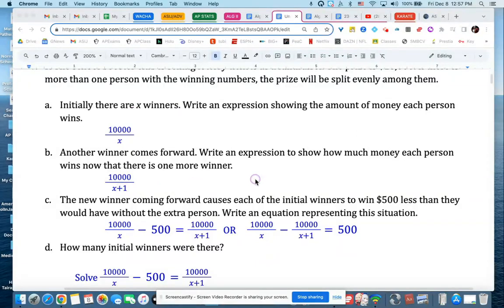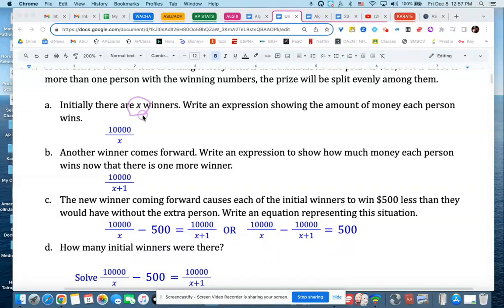Now, on your own, you have to be able to think that through, and some people have a little trouble with that. So really identify what you called x. Those were the initial winners, and really identify that. Then when you move forward, it might make more sense in what you're doing. One more winner from the previous. It says another winner, so we have to write the expression using the x.